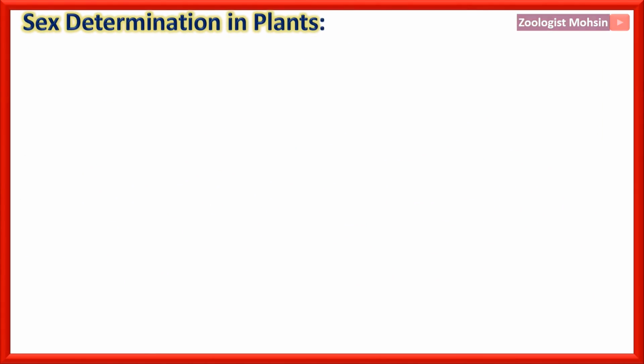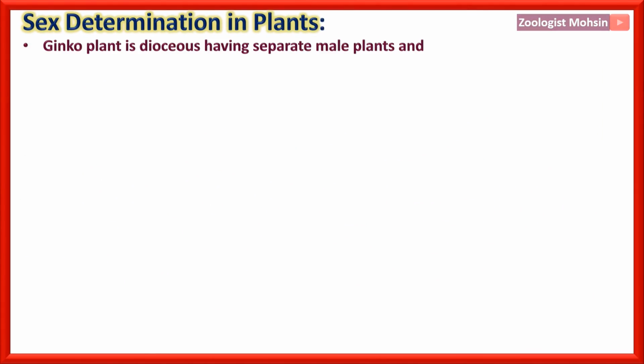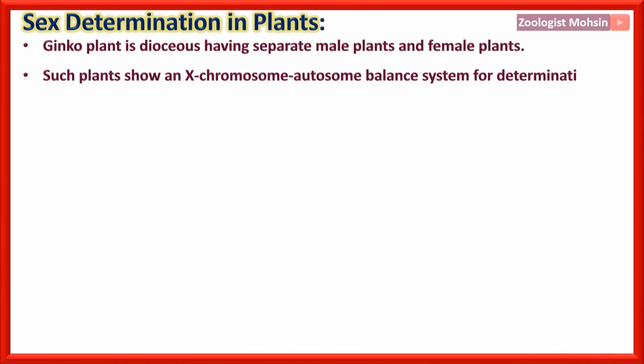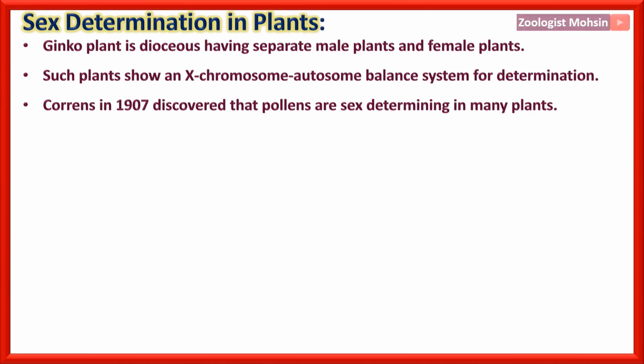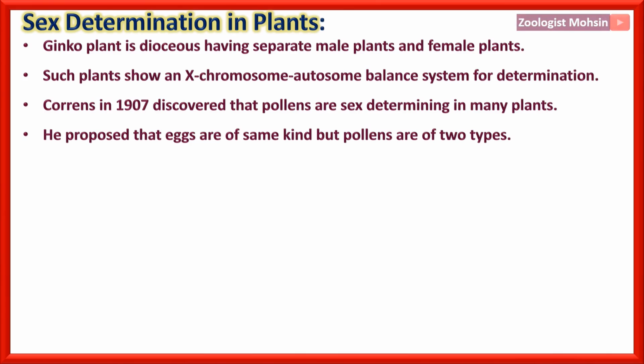In plants, ginkgo is dioecious, having separate male plants and female plants. Such plants show an X chromosome autosome balance system for sex determination. Correns in 1907 discovered that pollens are sex determining in many plants. He proposed that eggs are of the same kind but pollens are of two types.